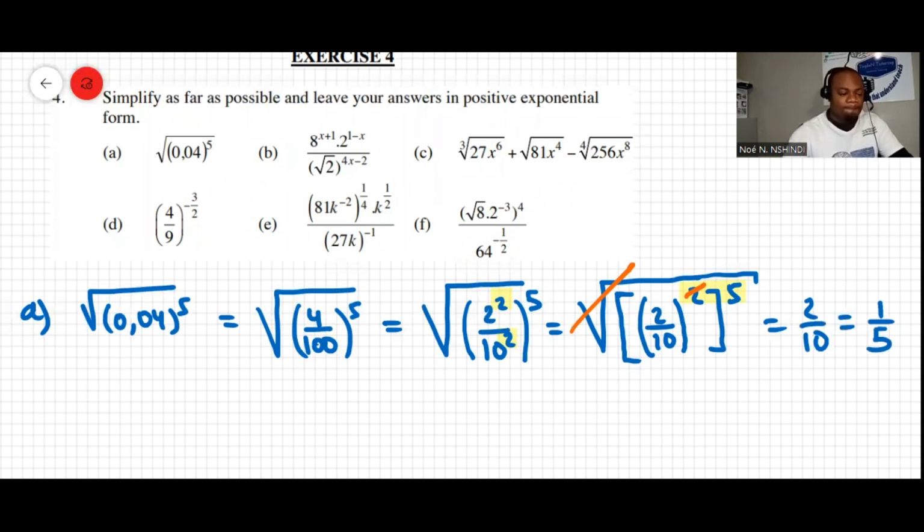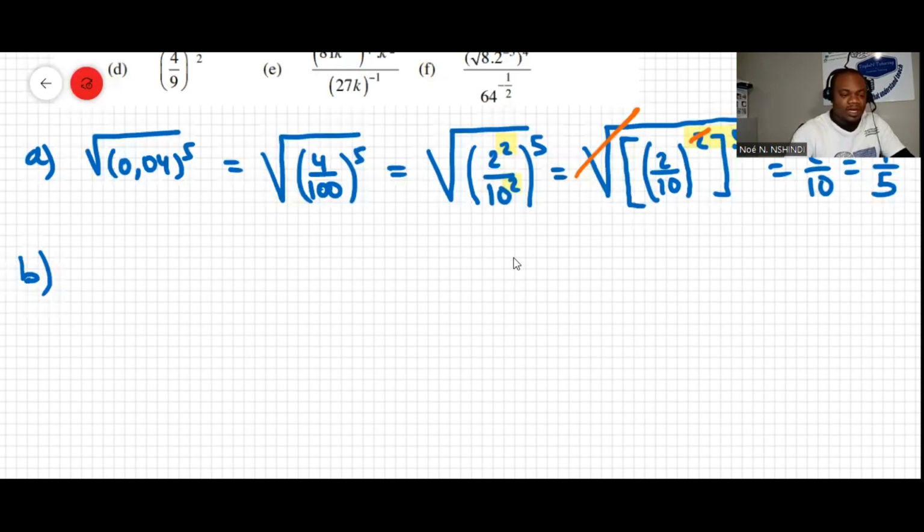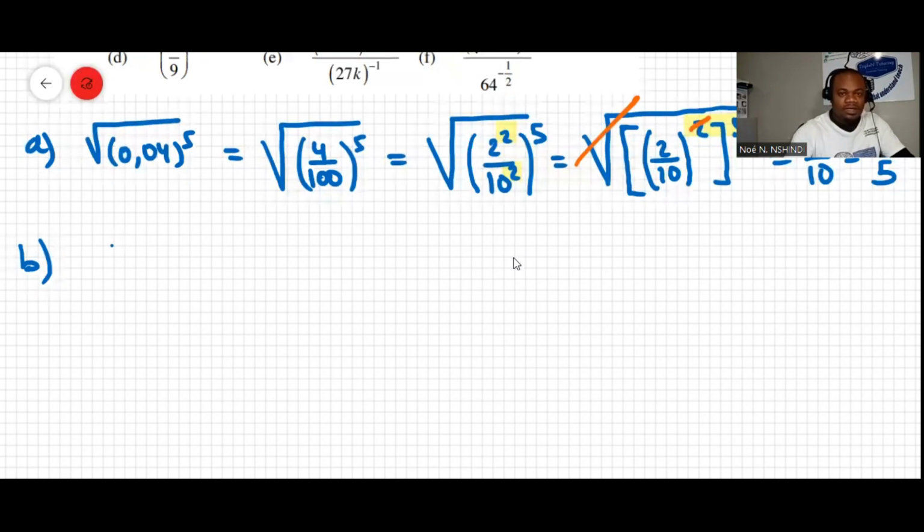Okay, and then B. Question B says 8 to the power of x plus 1 multiplied by 2 to the 1 minus x, all over square root of 2 to the power of 4x minus 2.